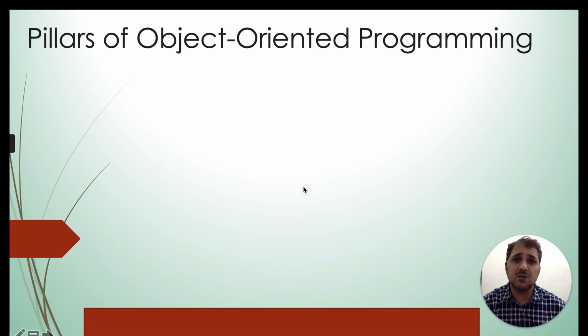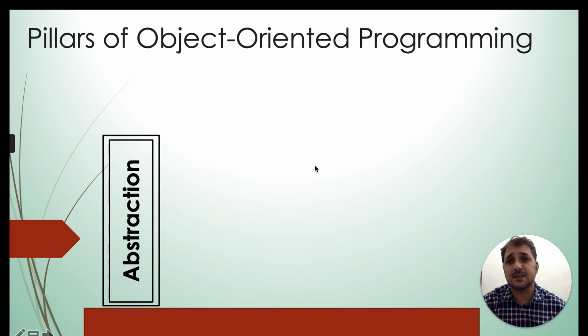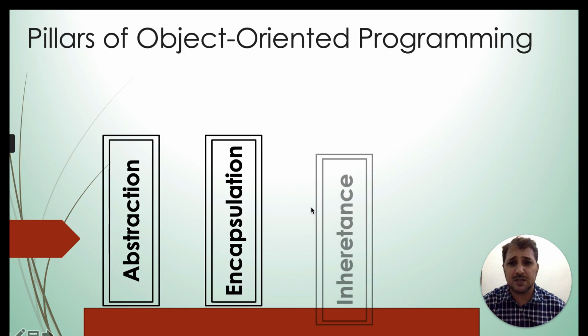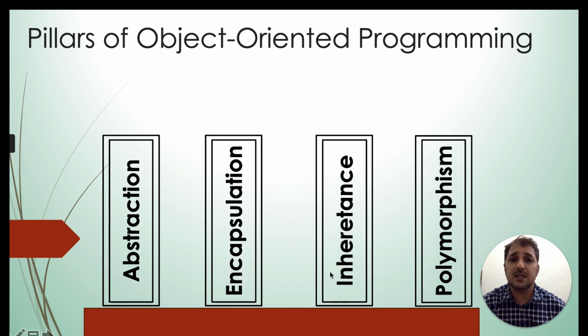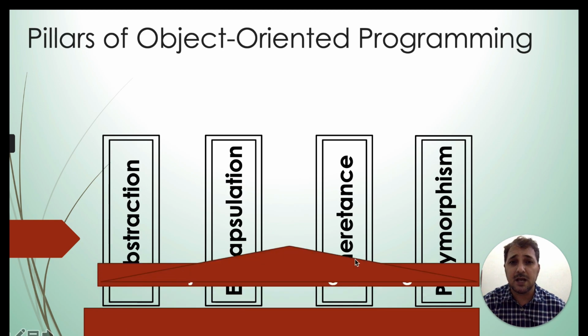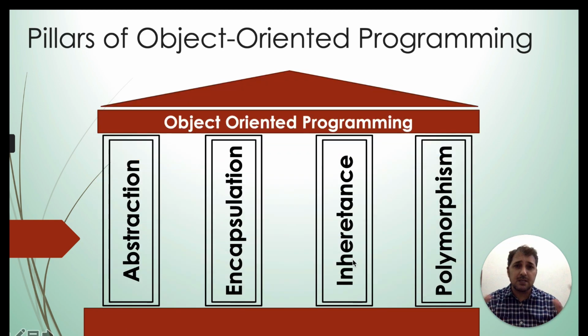So object oriented programming has four pillars. The first pillar is abstraction, the second pillar is encapsulation, the third pillar is inheritance, and the fourth pillar is polymorphism. And the whole structure of object oriented programming is made of these four pillars. We will cover the whole course on all these pillars, and we will discuss each one in detail.